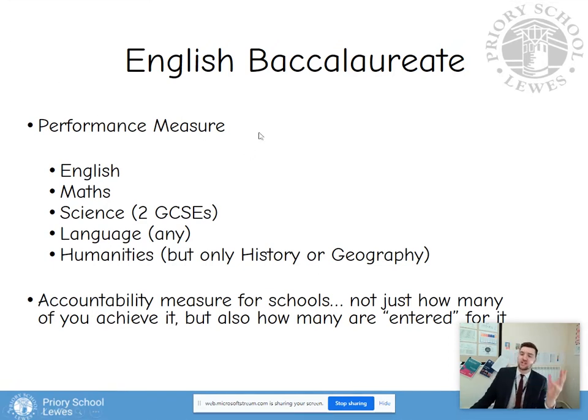So in order to achieve the EBAC, the English Baccalaureate, you obviously need to get your English, maths, science, a language and a humanities. But for some reason, it's been decided that only history or geography count as a humanity for the EBAC. It's not just about how many of you achieve it, but how many are entered for it as well. So this is what many of you, about 80 to 85% of you, will probably end up following, this EBAC route.